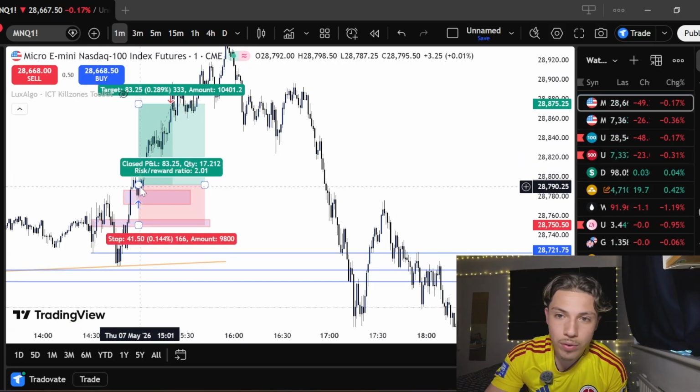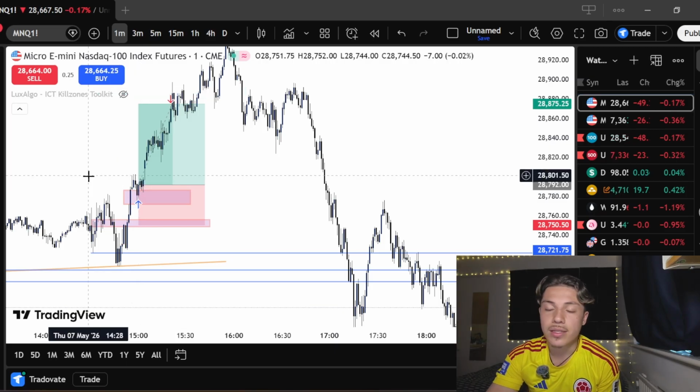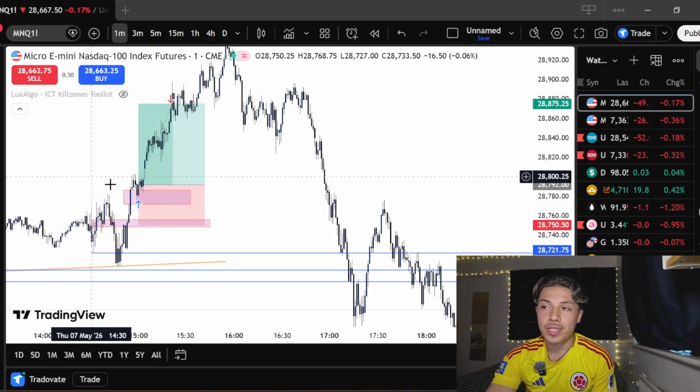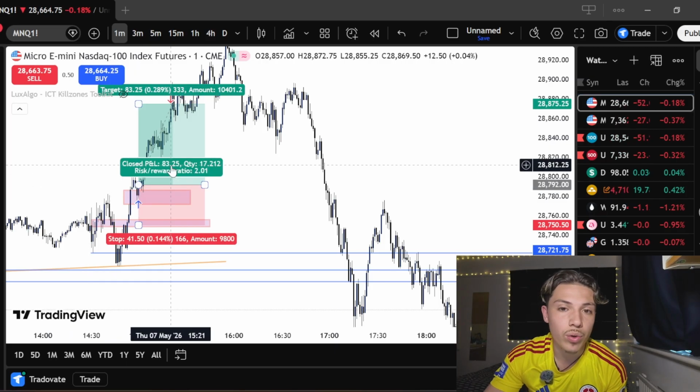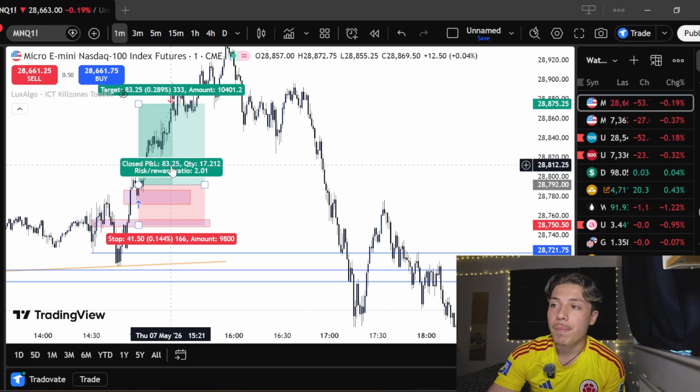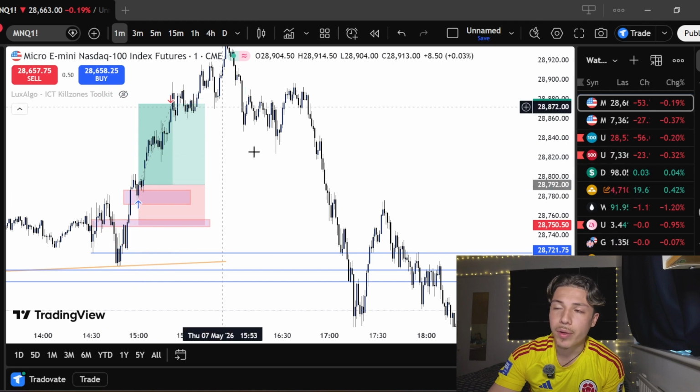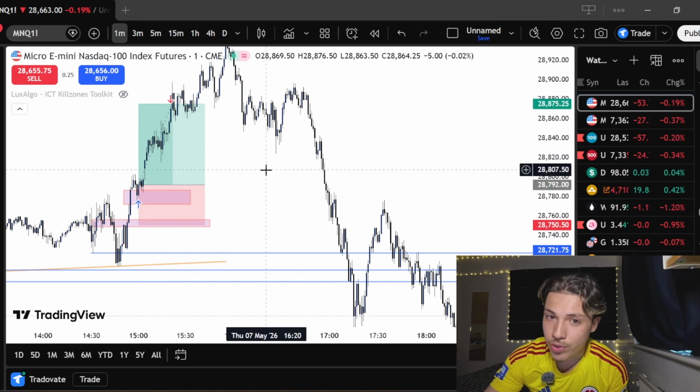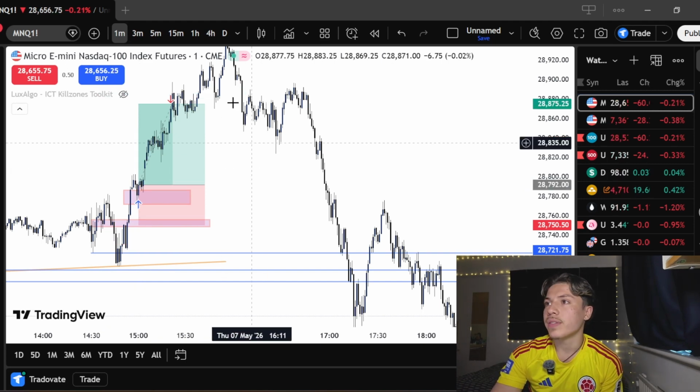Now, because we were at all-time highs, I wasn't looking to target liquidity. I simply just looked to target a fixed risk to reward of a 1 to 2 because that's what I needed to make the amount that I needed to make, and bang. This trade ended up going straight to TP, zero drawdown. This is exactly what we love to see.